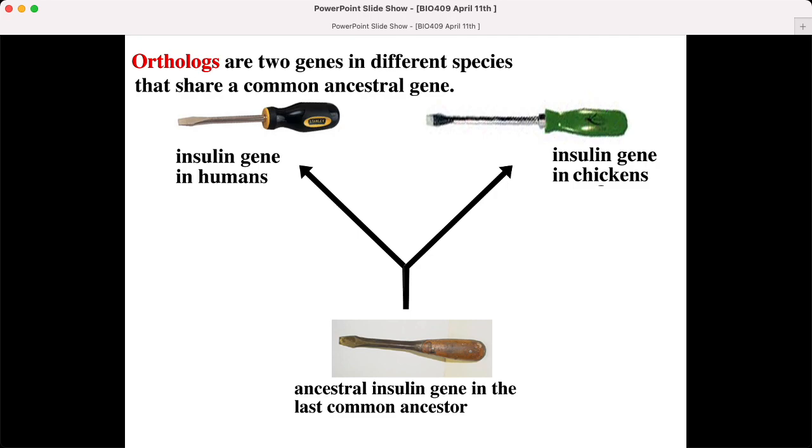So the distinction, just say the definition. Orthologs are two genes in different species, so you have to name the species, and they're understood to have shared a common ancestral gene in the last common ancestor of those two species. Paralogs are two genes within the same species, and they're understood to have had a common ancestral gene that duplicated. And it was a natural selection advantage to have two of those and have them become slightly different.